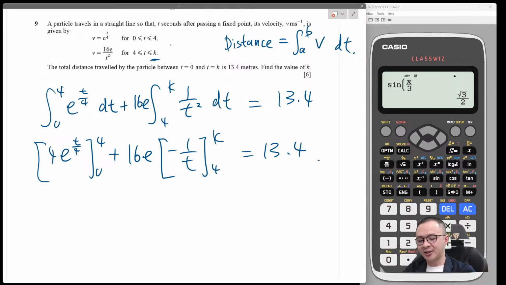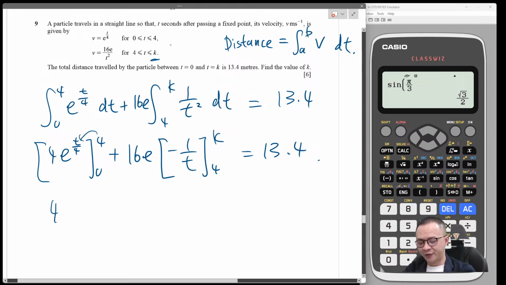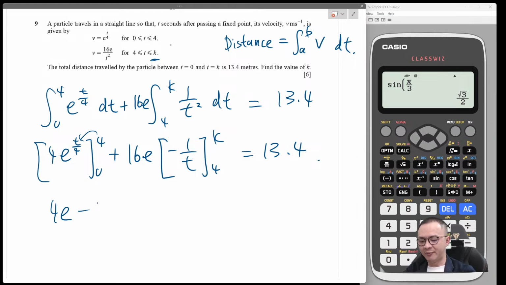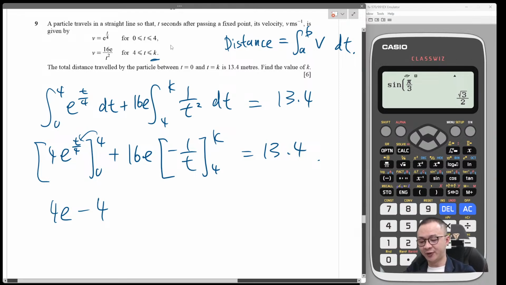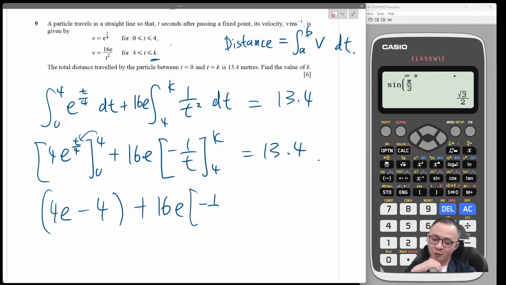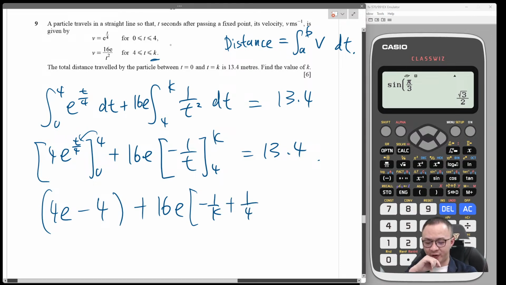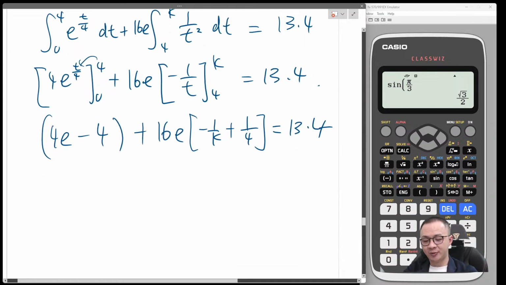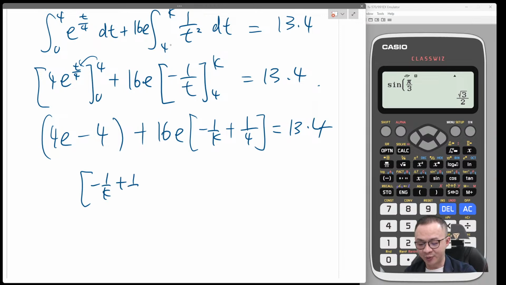Okay, so I will just sub in this one. This is 4e minus 4e^1, right? Minus 4, e^0. e^0 is 1, so minus 4 plus 16e. This one, negative 1 over k minus minus becomes plus 1 over 4. I leave it in exact form first. Negative 1 over k plus 1 over 4.